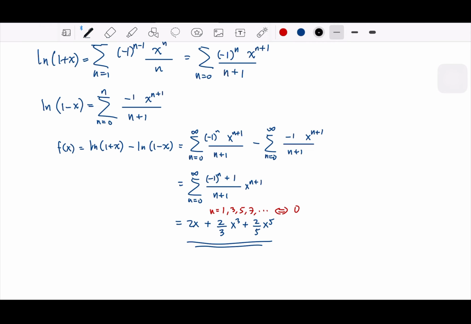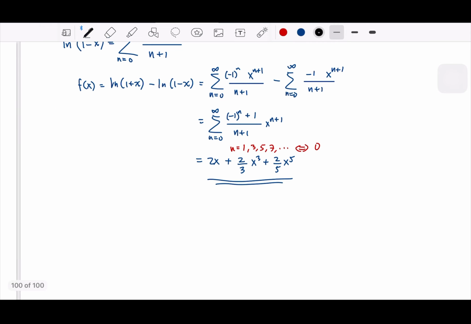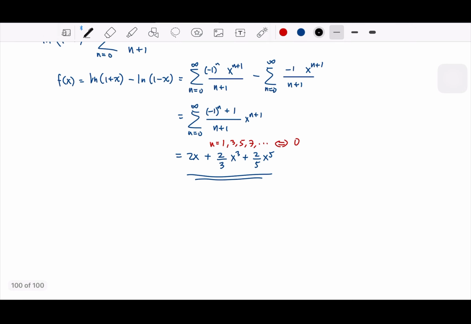Okay, maybe last question. Last question. Interval of convergence for the series.